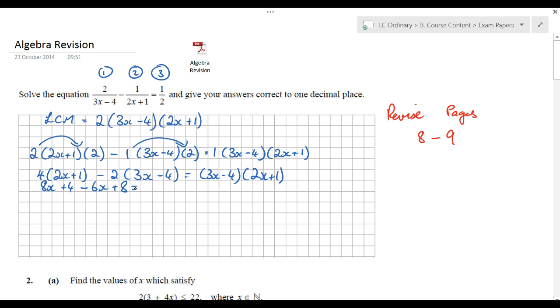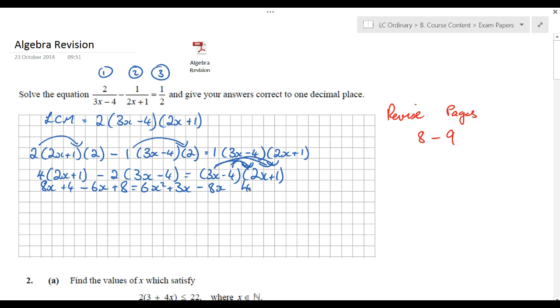Equals 3x by 2x is 6x squared. And 3x by 1 is plus 3x. Then we have negative 4 by 2x is negative 8x. And then we have finally negative 4 by 1, which is negative 4.